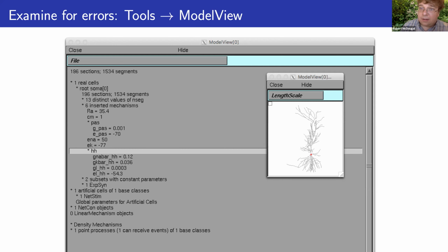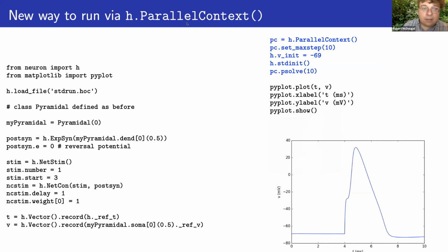Now, one other major conceptual difference though is if we are running a simulation, we're going to use what's known as a parallel context tool, or h.ParallelContext, as we run this. So this should look fairly similar here. From neuron import h, from matplotlib import pyplot. Pyplot is just a graphics library. Matplotlib is just a graphics library. It's kind of like Plotly or ggplot or whatever you like. Load the standard run library.